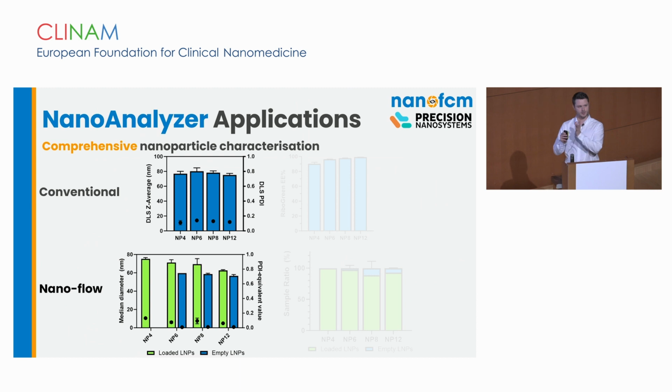Here we've separated them into loaded and unloaded, because you might say there is a slight trend there that the loaded LNPs are actually reducing in size as you change that NP ratio.